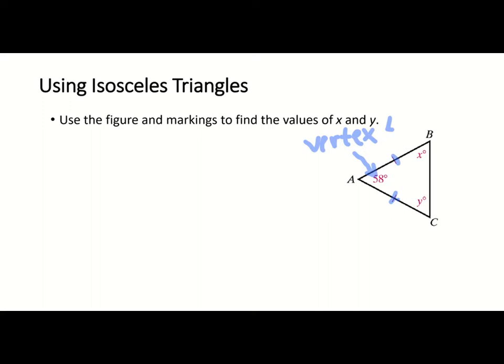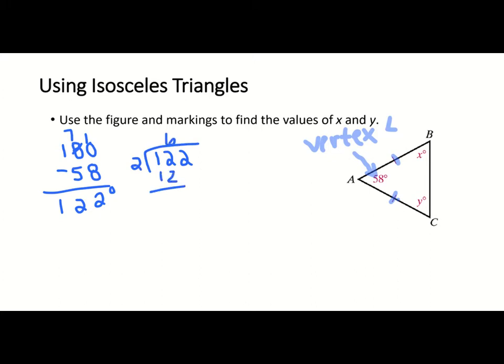So what I'm going to do to find x and y, because they're going to be the same value, is I'm going to take 180, subtract 58, I'm going to get 122 degrees, but I need both angles, and that's the 2 angles together. So I'm going to take 122, divide it by 2, and each angle for x and y will equal 61 degrees.